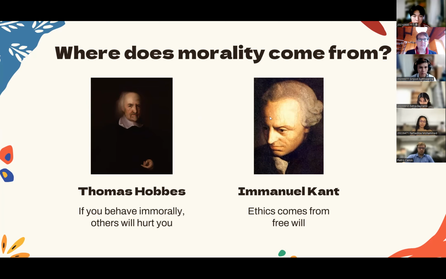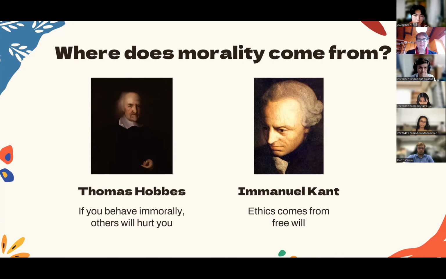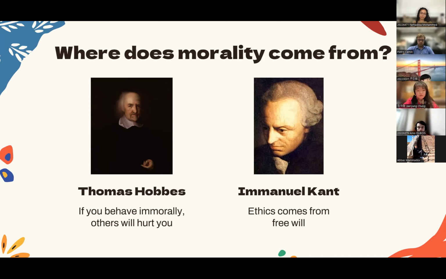So there are two famous philosophers, Thomas Hobbes and Immanuel Kant, who talk about where morality comes from. Hobbes explained morality through this phrase: the war of all against all. That means if someone becomes immoral, then his immorality will come back to him. He will be punished because of his immorality. And Kant said free will makes morality.